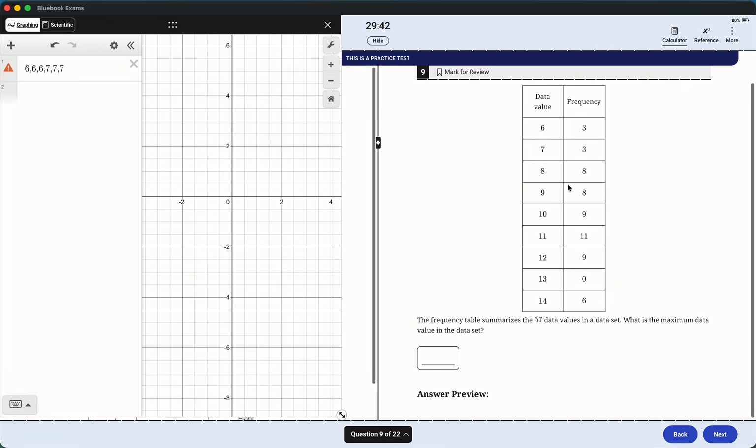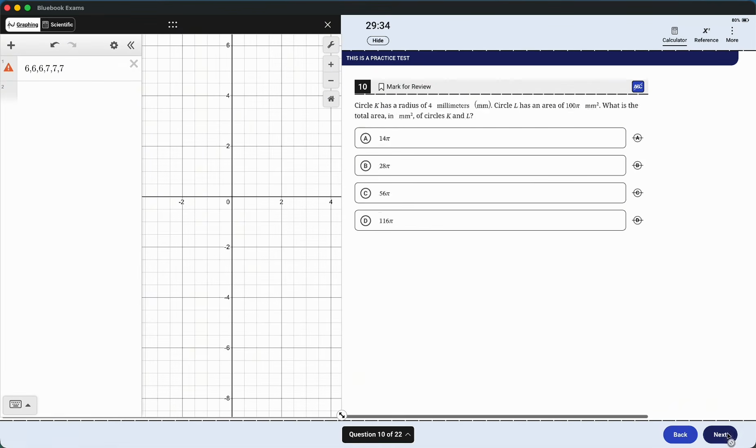Here, they're just asking you what's going to be the maximum data value, right? So if you're writing out all these numbers, the last number you're going to write is 14, and you're going to write it 6 times. So the largest number in the list is going to be 14.